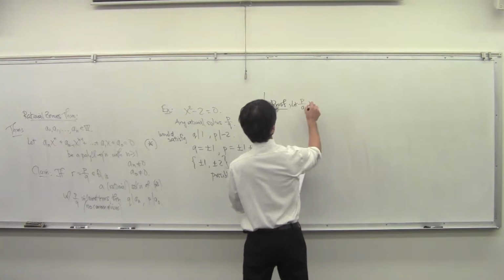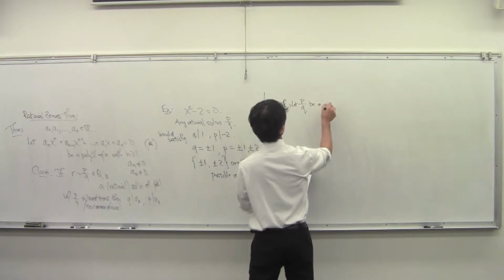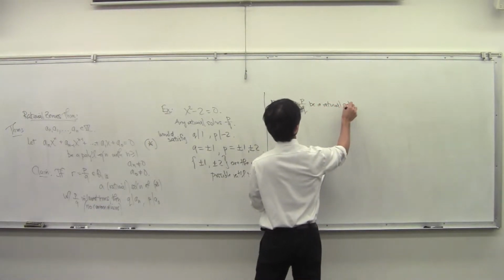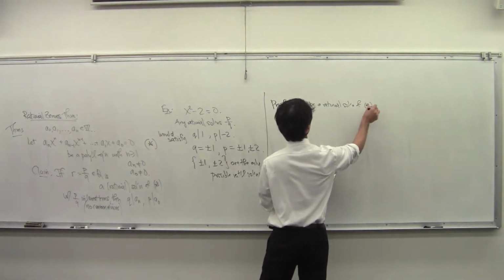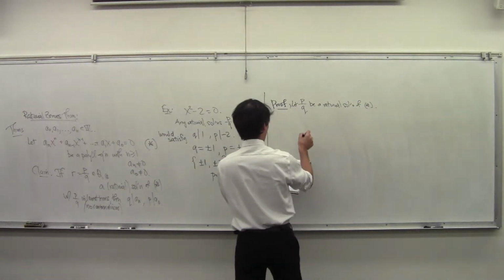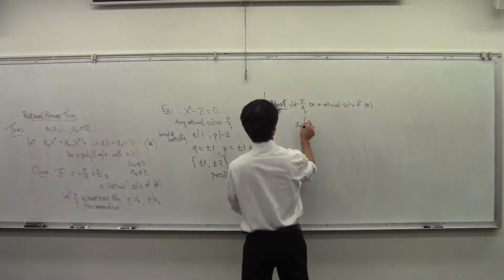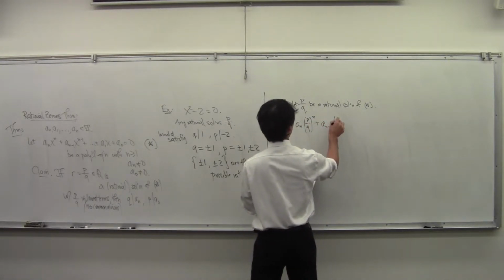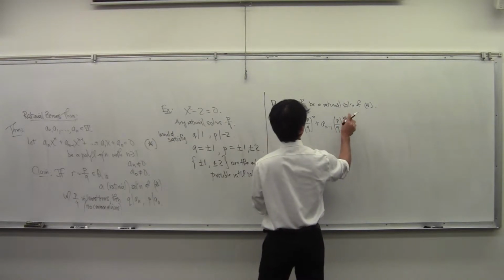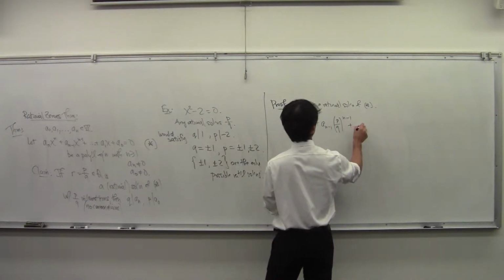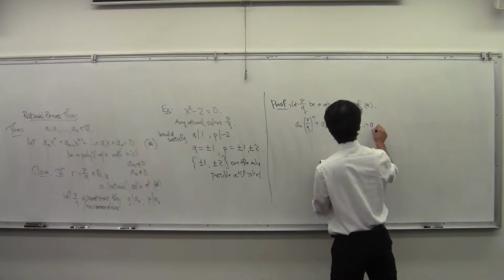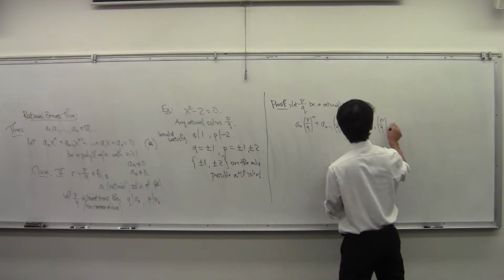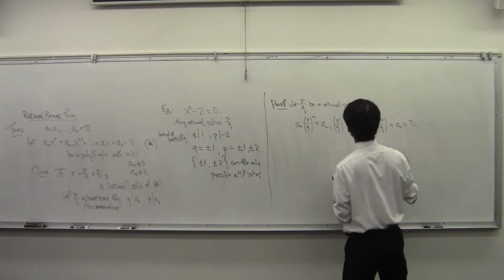Saying, well, let P over Q be a rational solution of star. In that case, well, A sub n, P over Q to the n, plus A n minus 1, P over Q to the n minus 1, plus dot dot dot, plus A1 P over Q plus A naught is equal to 0.